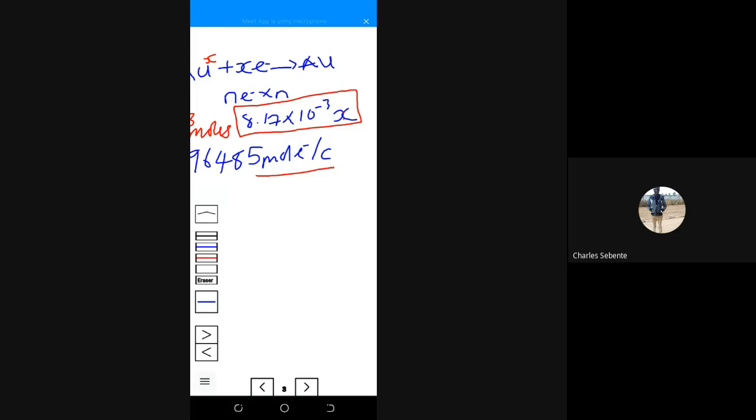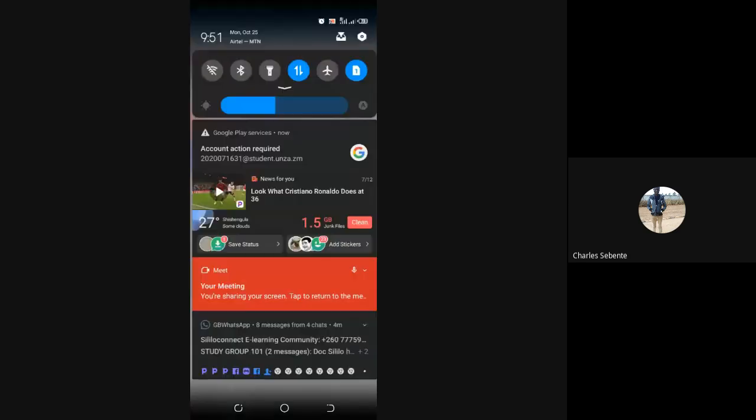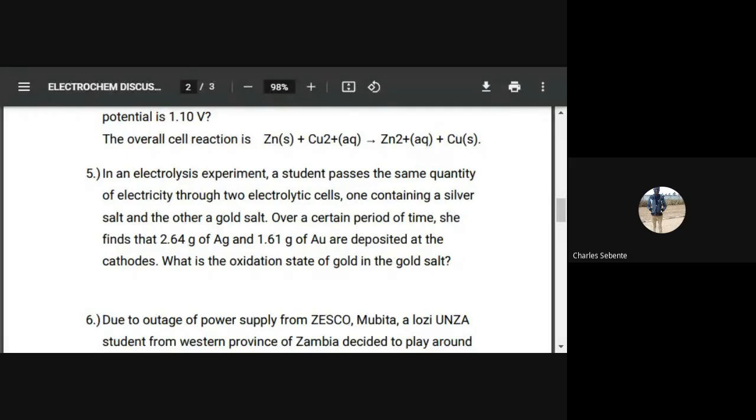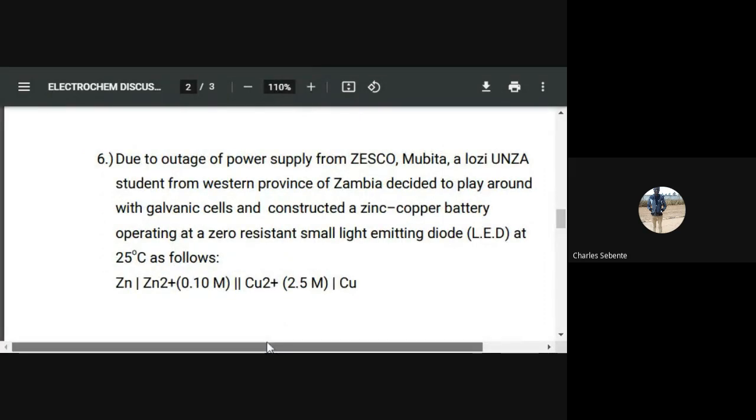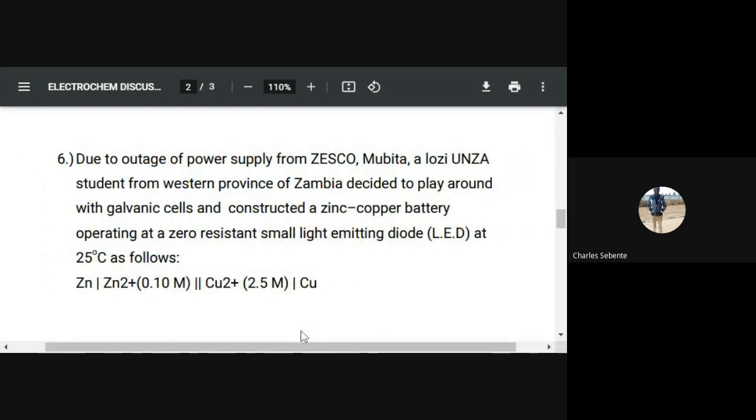Question 6. Due to outage of power supply from ZESCO, Muvita, a Lozi UNZA student from Western Province of Zambia, decided to play around with galvanic cells and constructed a zinc copper battery operating under a zero resistant small light emitting diode, that is LED, at 25 degrees Celsius as follows.